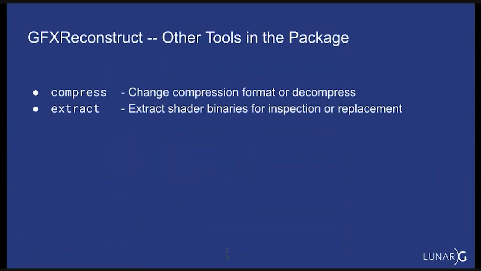Some other tools in the package include compress. Captures are compressed by default, but sometimes it's useful to decompress them or change compression types. And we have a special mode called extract, which removes all of the shader blobs from a capture file and sticks them in a subdirectory. This is most useful if you want to disassemble those and look at them, or potentially make new shaders and substitute them on replay. So if you want to change something so it doesn't do anything, it just does a pass-through, you could do that here and observe the performance difference.